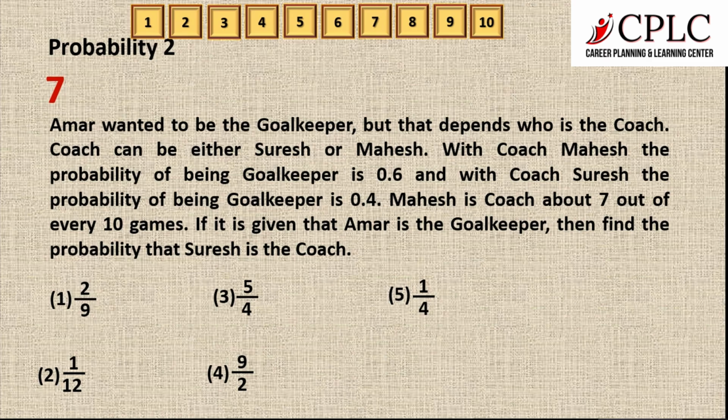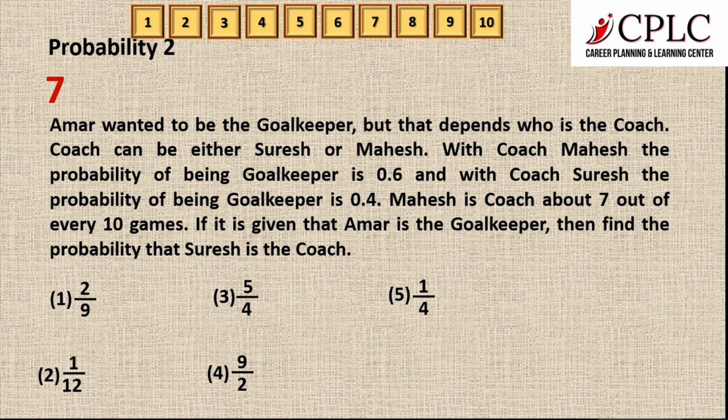If it is given that Amar is the goalkeeper, then find the probability that Suresh is the coach. So actually there is again a little bit of error in the language. Originally it should have been: find the probability that Amar is the goalkeeper provided Suresh is the coach. So this should have been the original question. Now that we have read it, let's try to look at the solution.